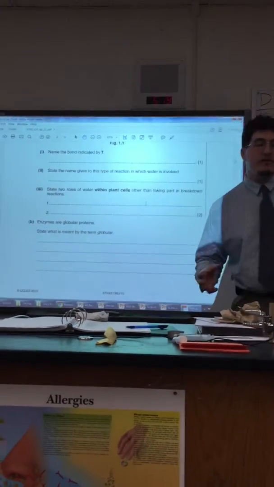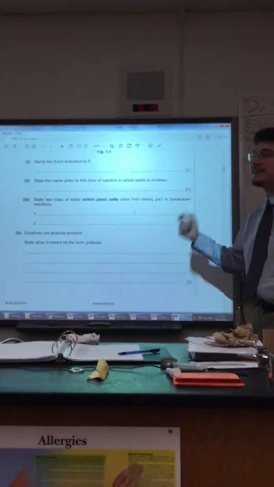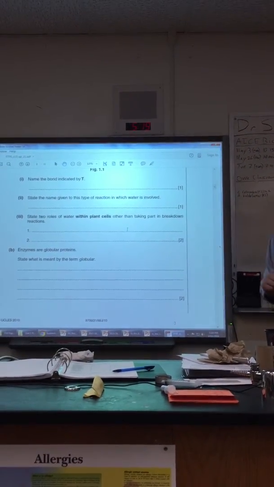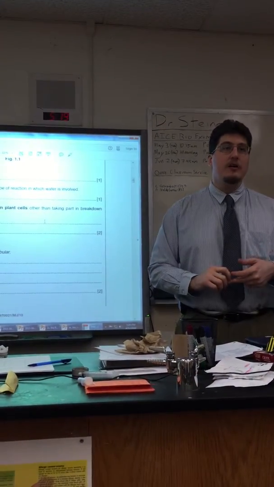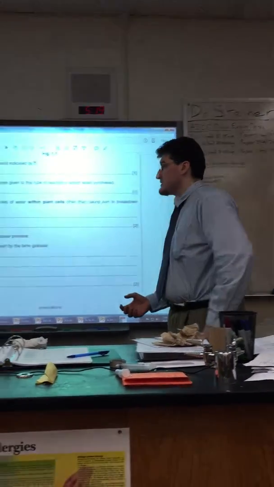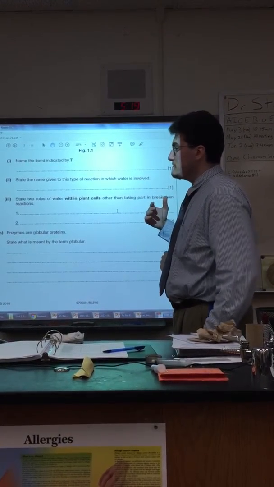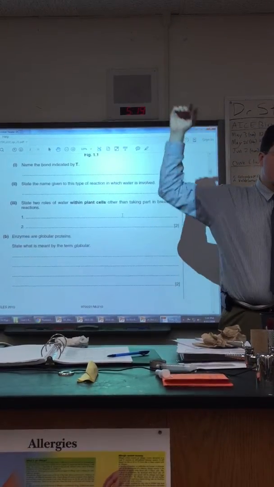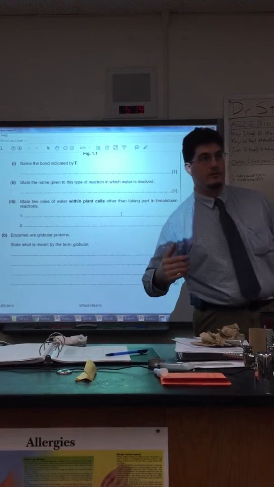Two roles of water within the plant aside from participating in chemical breakdown reactions. Transpiration, transpiration cooling, the movement of mineral ions, those are all acceptable responses. The mass flow of sucrose through phloem tissue.